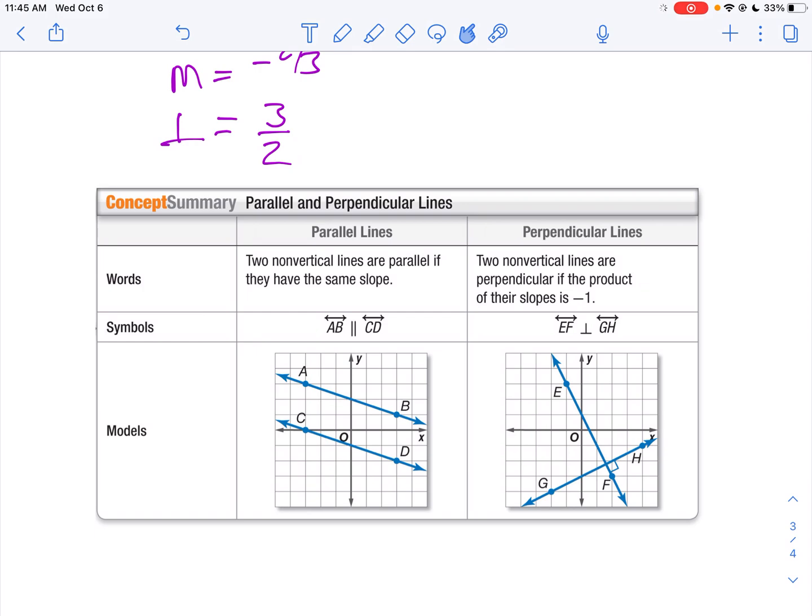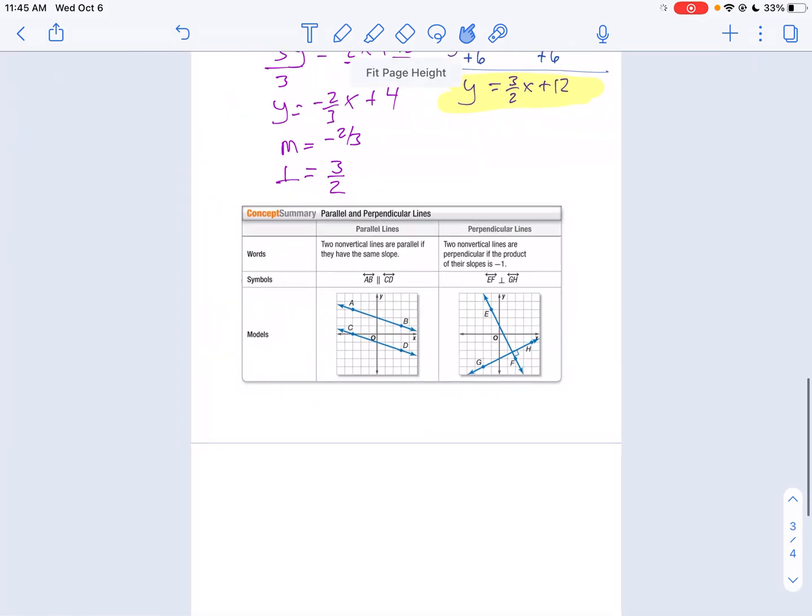So just as a review, to sum it up, parallel lines have the same slope. Perpendicular lines have slopes that are opposite reciprocals. Sometimes we call them negative reciprocals, but opposite reciprocals. Or they multiply to -1. That's what the graphic says. But I just like to remember opposite reciprocal.